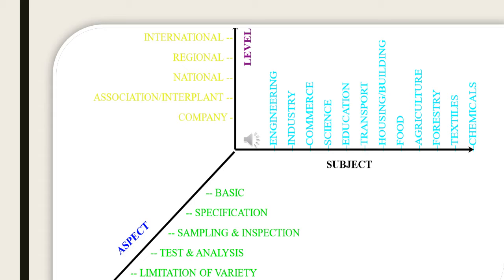Then the areas where standards are carried out, or subjects: we have engineering, industry, commerce, science, education, transport, housing or building, foods, agriculture, forestry, textiles, chemicals, among others. Then the aspects which are looked at in standards: we have basic aspects, specifications, sampling and inspection, test and analysis, limitation of variety, and then code of practice.